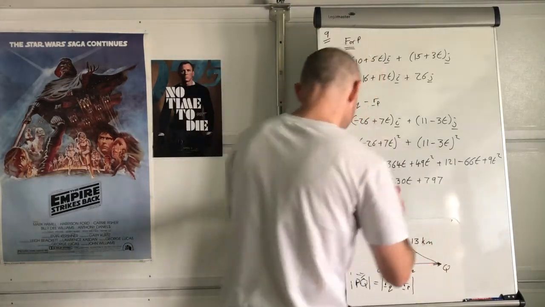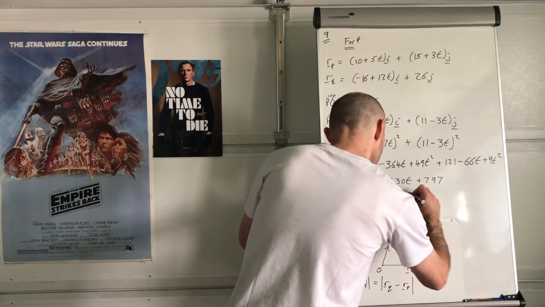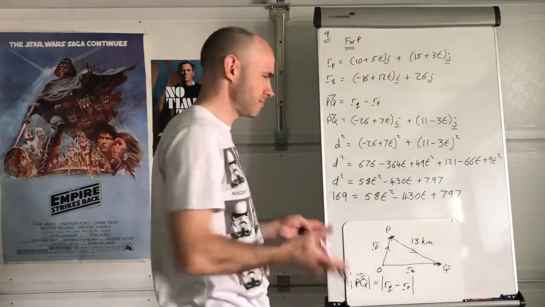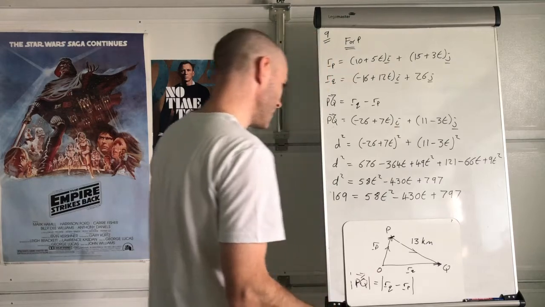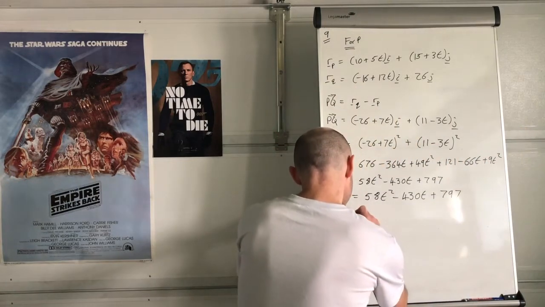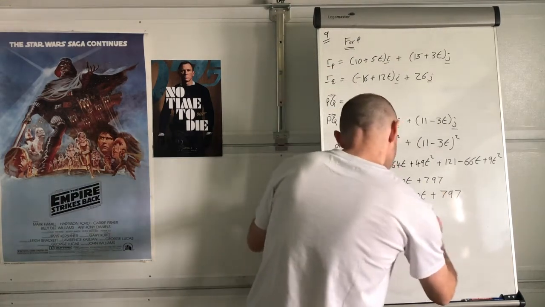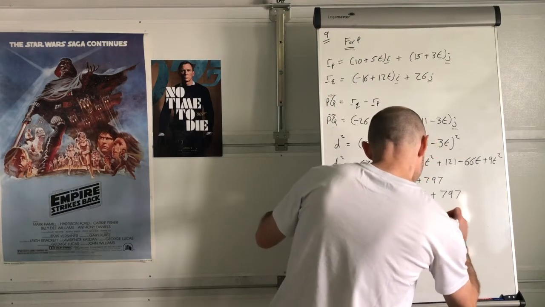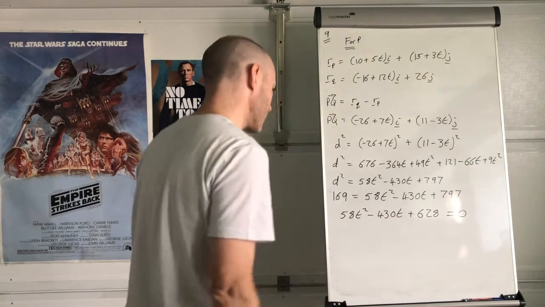Let's just put that in here now. So we've got 13 squared, 169 is 58t squared minus 430t plus 797. And basically what we're left with at the end of the question is a quadratic to solve, isn't it? Without even reading the question again, you know that you've got to solve that quadratic. So let's get to it. So we'll have 58t squared minus 430t. And let's put that onto that side, shall we? So that's going to be plus 628 equals 0. You go with that? Let's just check that. 788. Yeah, it looks fine.